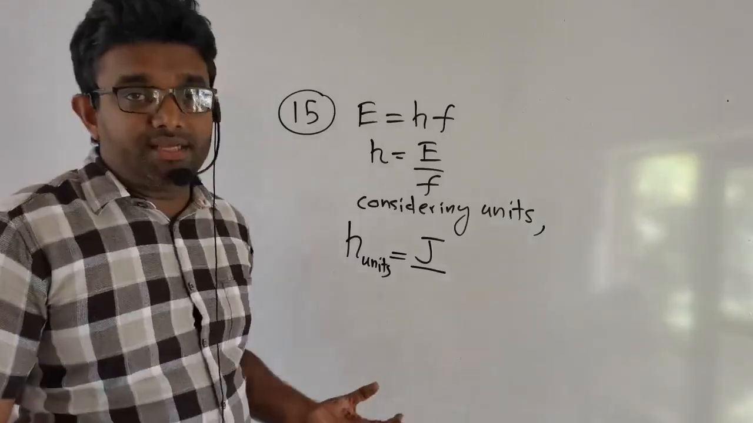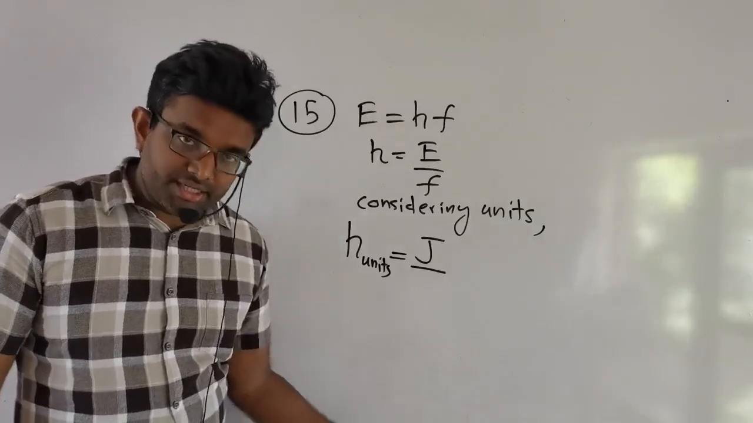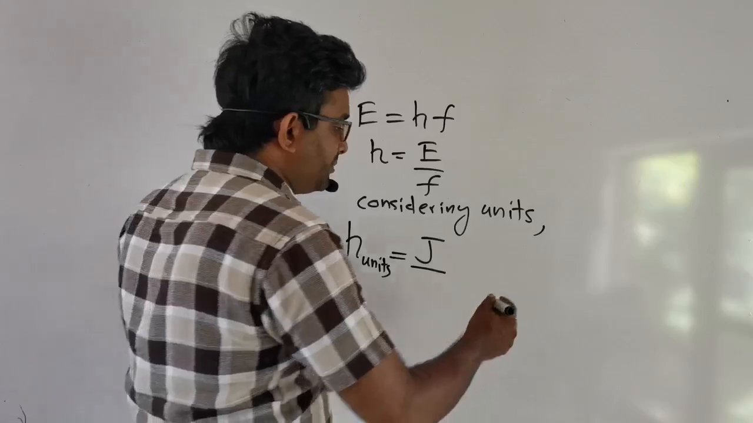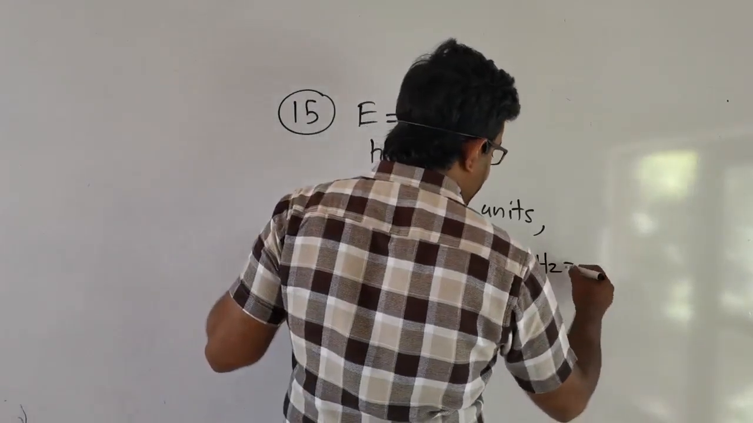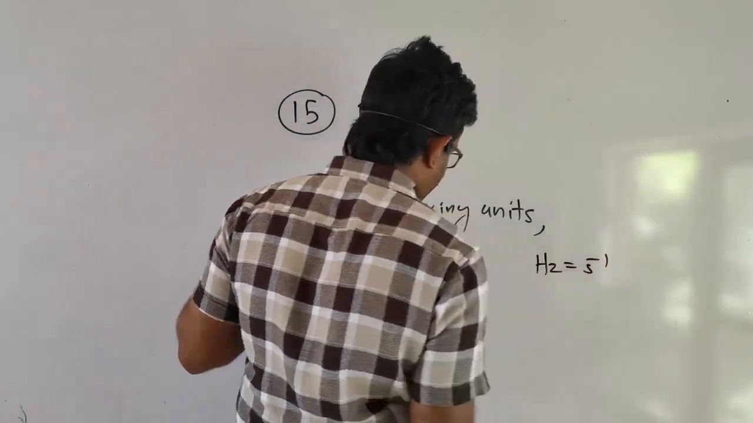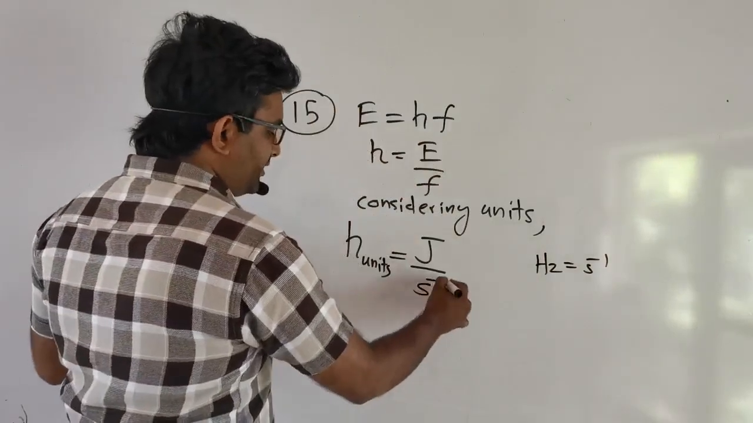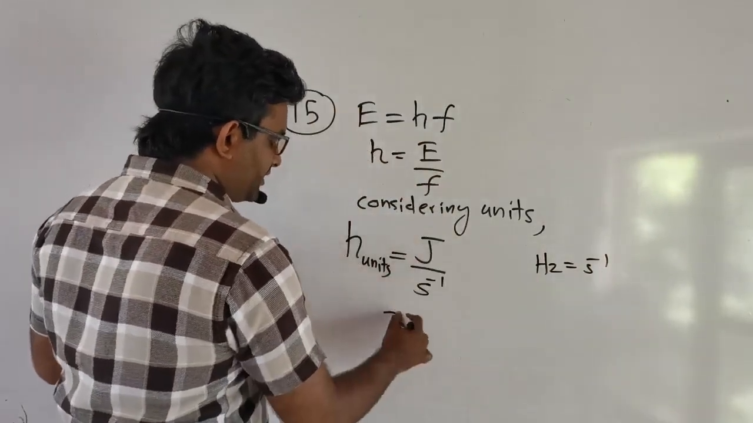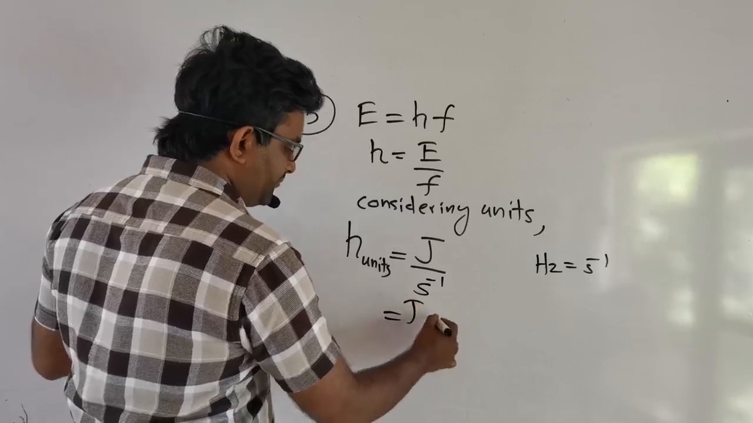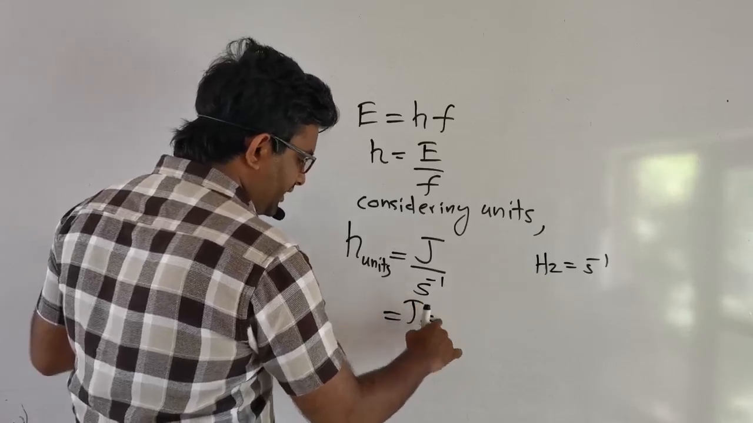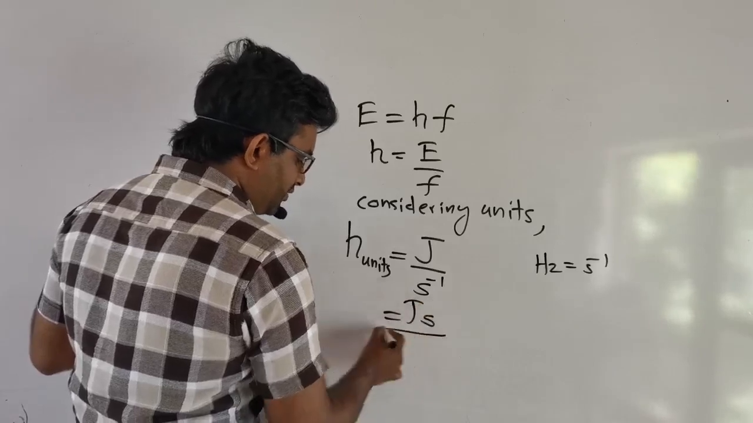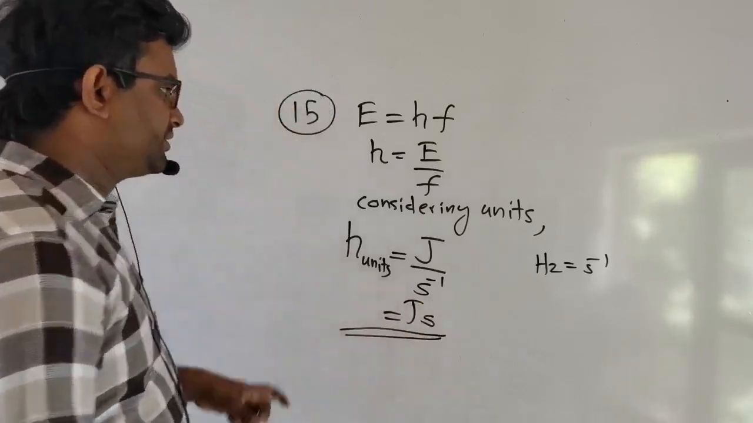So what we need to put is the derived unit. I think you remember hertz is equal to the derived unit s minus 1. So we can write here s minus 1. When we take that to the denominator, it becomes s plus 1. No need to write that joule seconds. This is the answer.